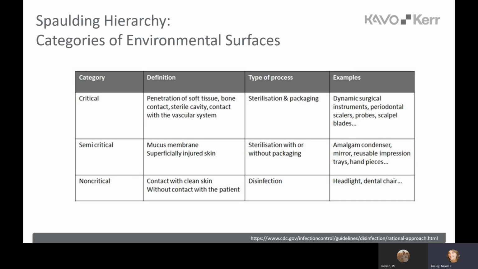And then also, if you want to refer to your Spaulding hierarchy, you could see examples of different critical, semi-critical, and non-critical items and what process they have to go through in the disinfection and sterilization process.